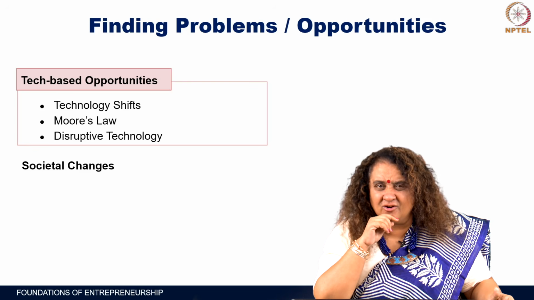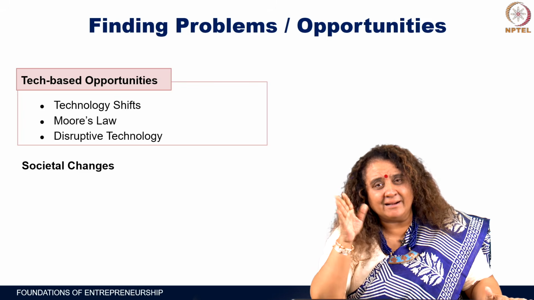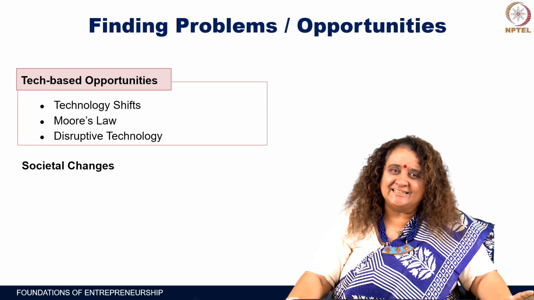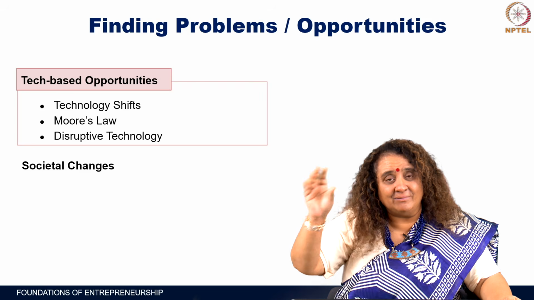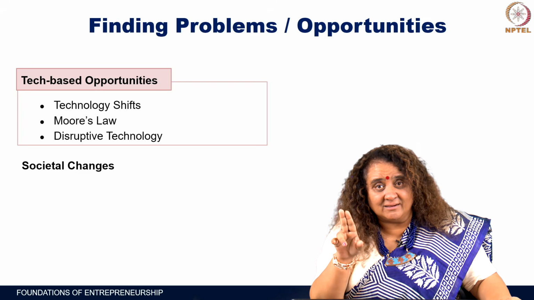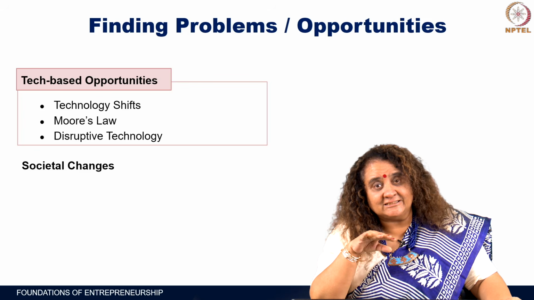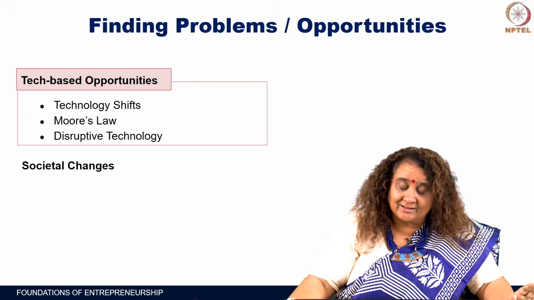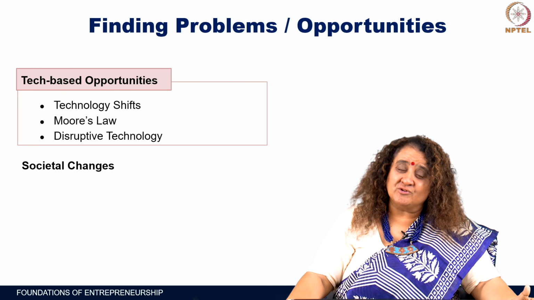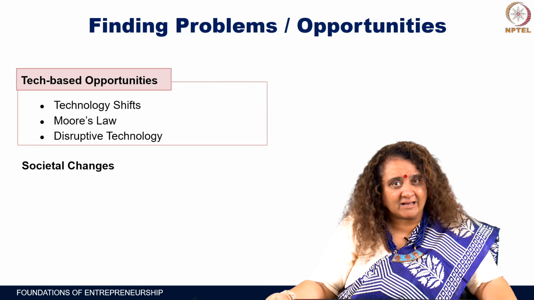There is a word here called Moore's law. I think I referred to it a little while back. Moore's law says that computing power will double and cost will halve. I know I have used a slightly different wording than it actually says, but essentially, every 2 years computing power will double and the cost will become half. If this is the pace at which technology is going to go forward, what are the opportunities that you can find in this? What are the problems you can find because of this? Yeah? So, that is the tech-based opportunities.